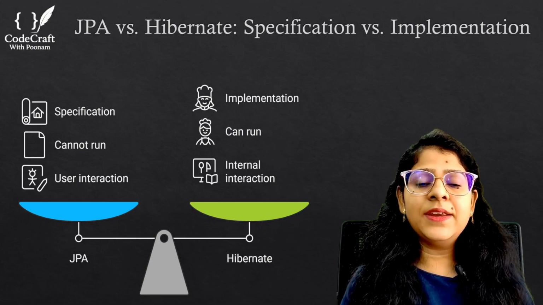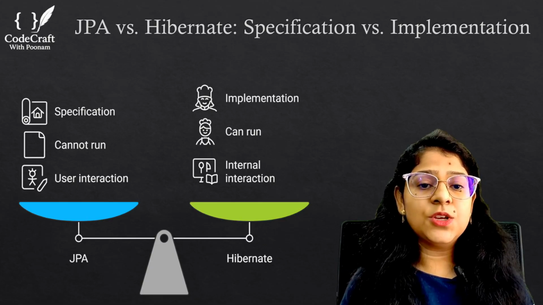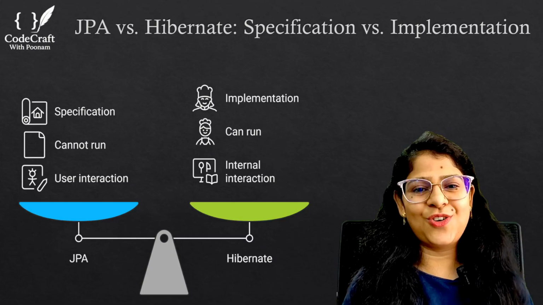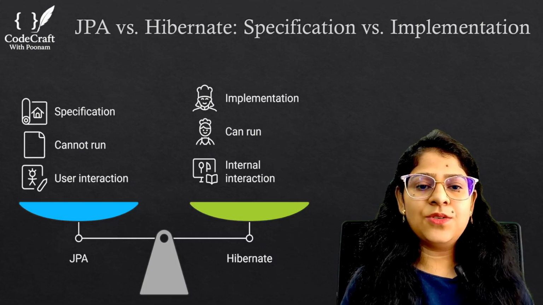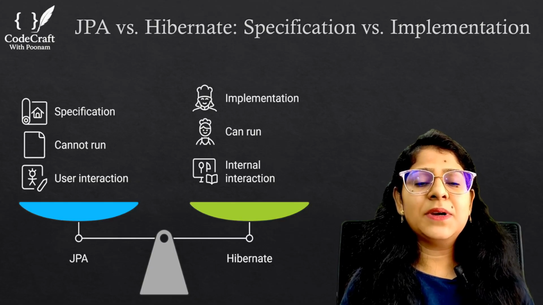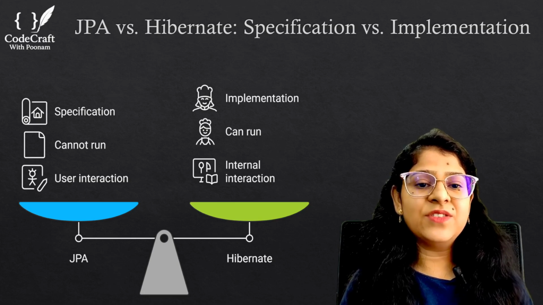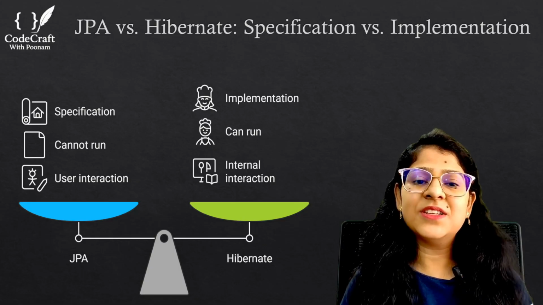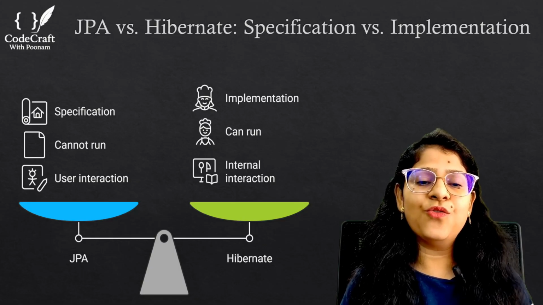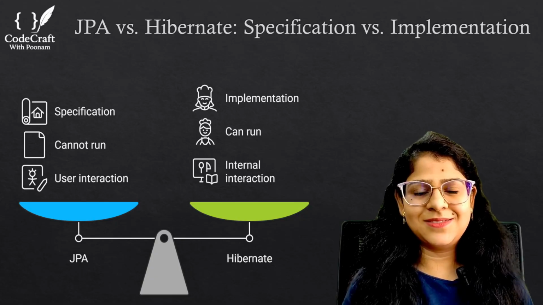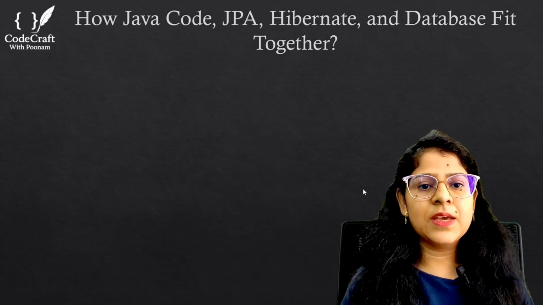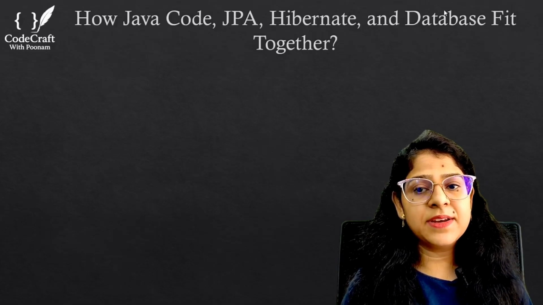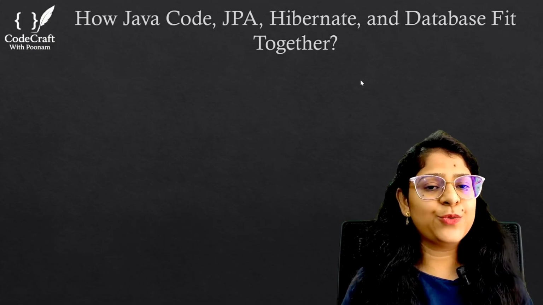And who uses it? You, with annotations in your code. JPA is a recipe card format which is standard, and Hibernate is the chef who follows that format. Got it? So now let's see how Java code, JPA, Hibernate and database all fit together.